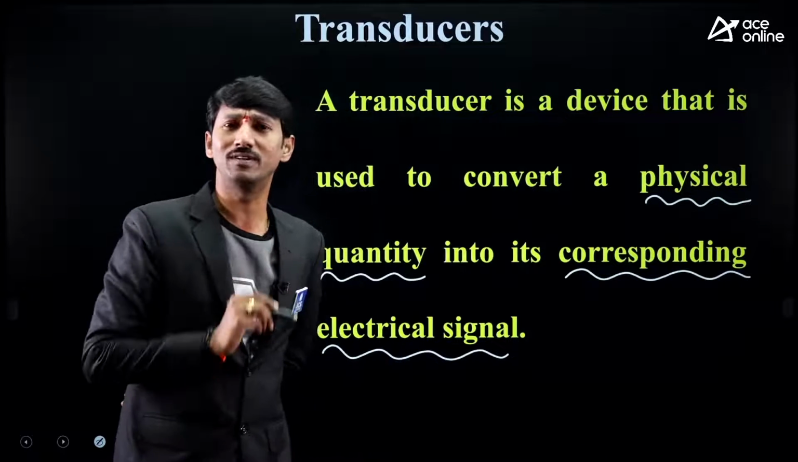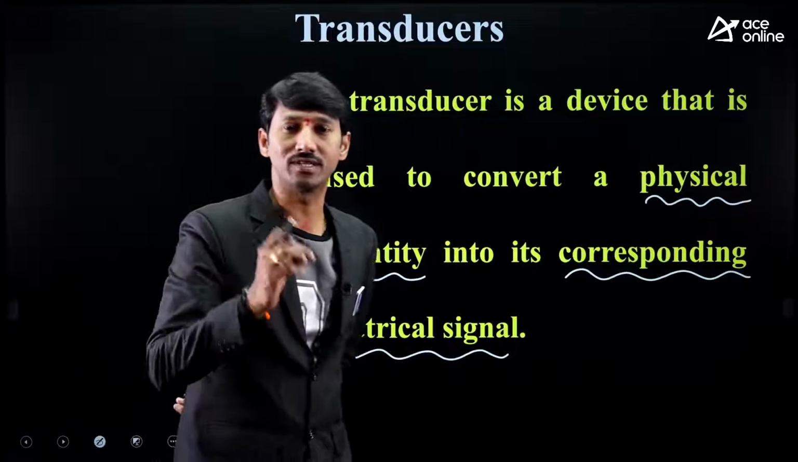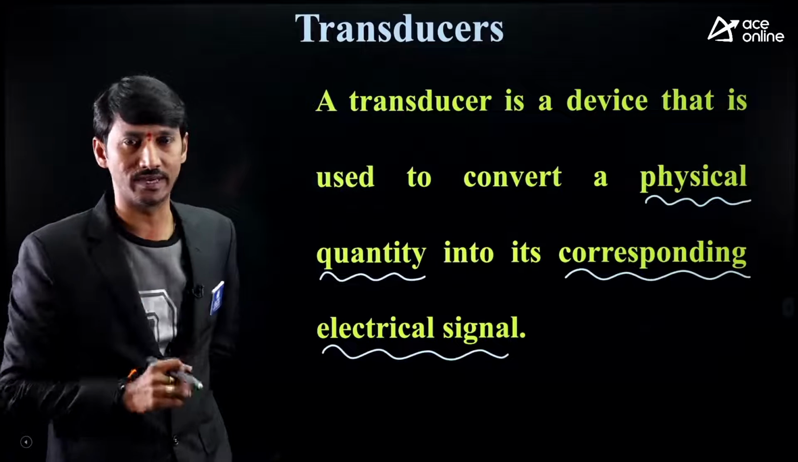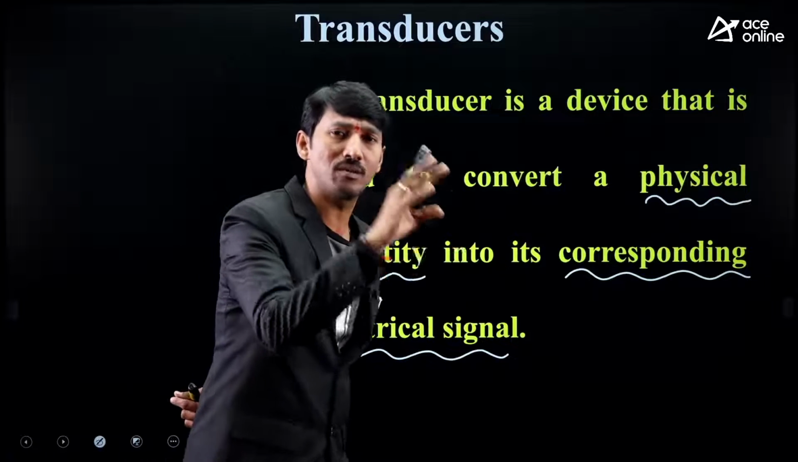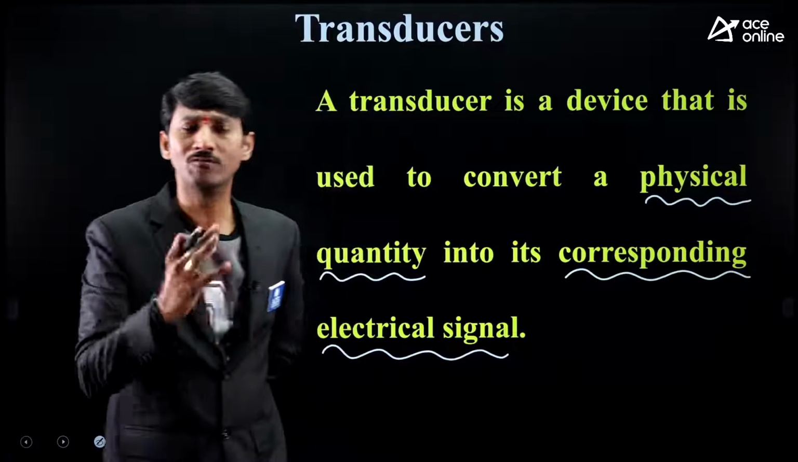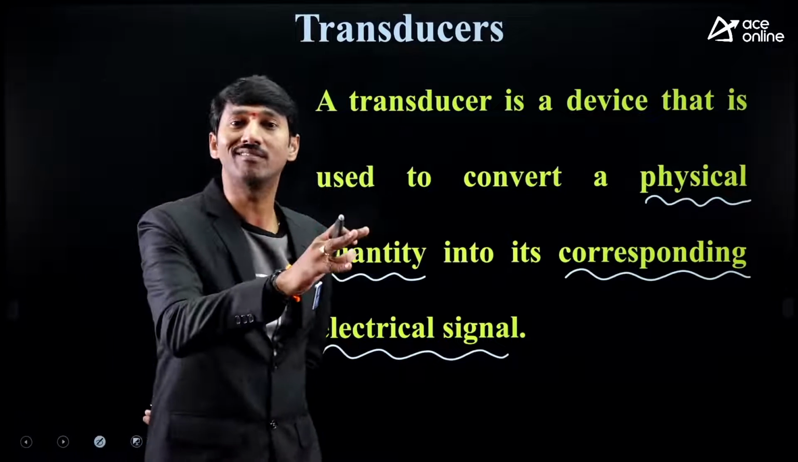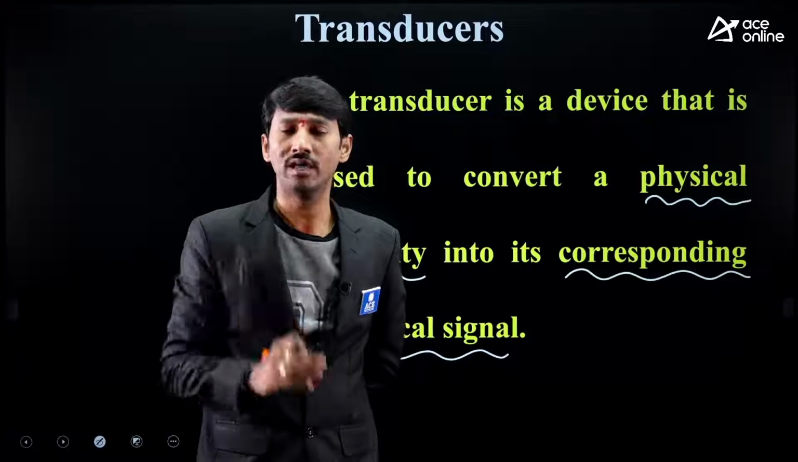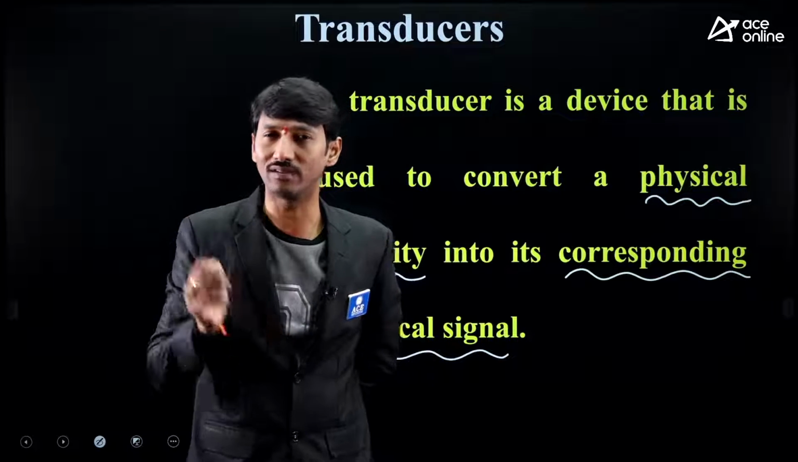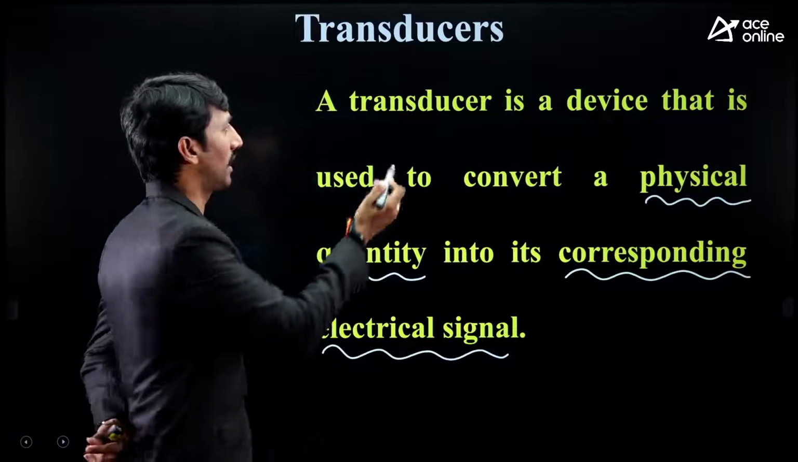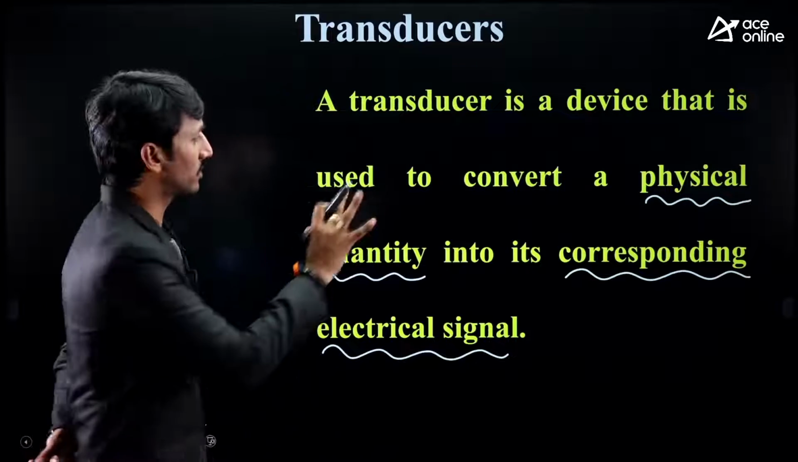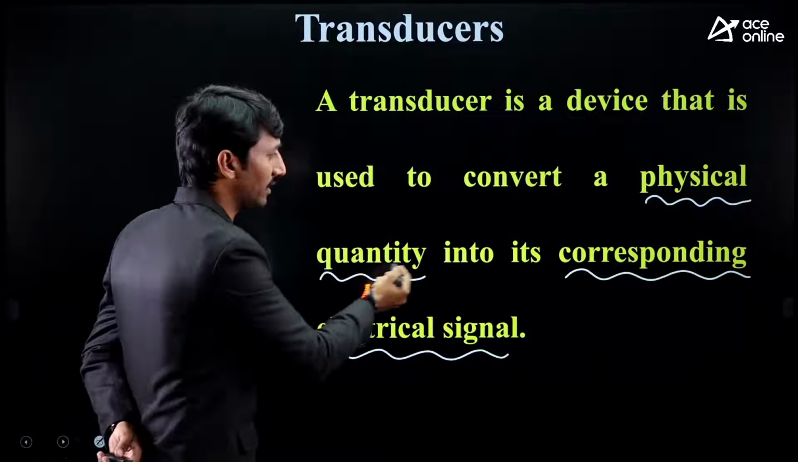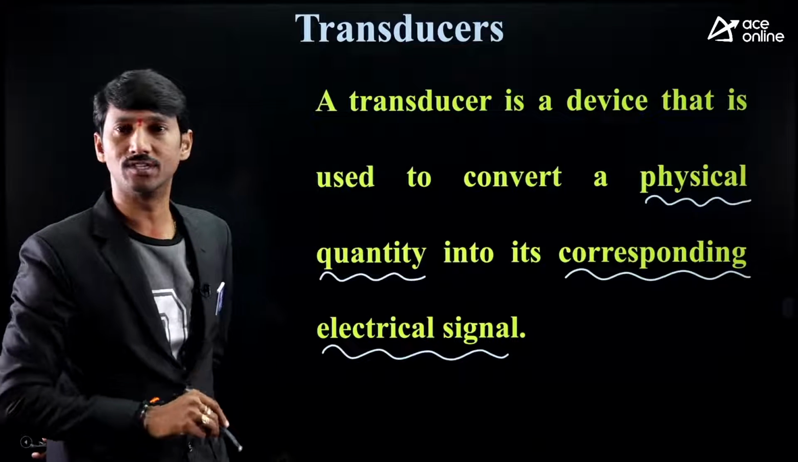So what do you mean by physical quantity? Let us take pressure, let us take force, for example. That force or pressure or any unknown physical quantity should be converted into electrical form, for example voltage V0. So the output will be in terms of electrical. That device is called a transducer. This is a general definition: a physical quantity is converted into an electrical signal.